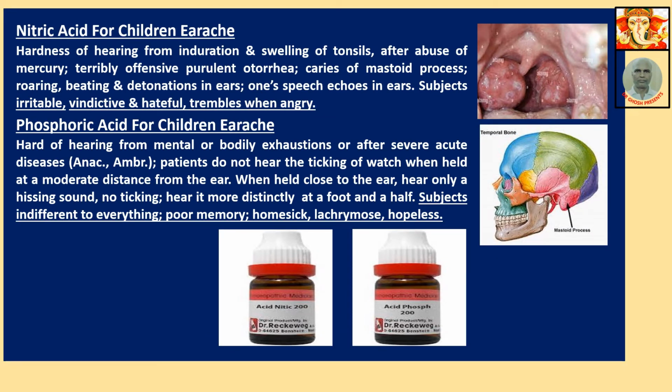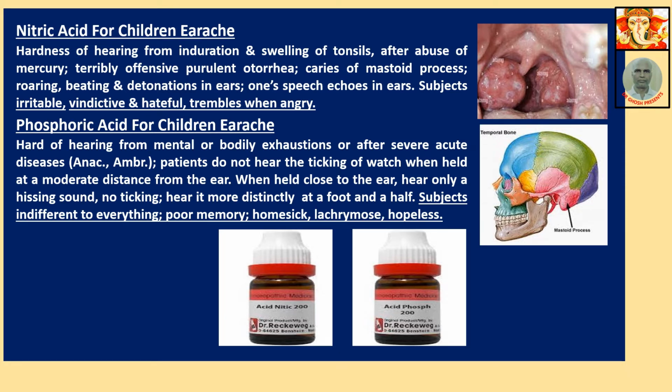Now, remedies. Nitric acid for children's earache. Hardness of hearing from induration and swelling of tonsils. After abuse of mercury. Terribly offensive purulent otorrhea. Caries of the mastoid process. With the middle earache, there is damage of this mastoid process also. Roaring, beating, detonations in the ear. One's speech echoes in the ears. This is autophony. Subject irritable, vindictive, hateful, trembles when angry. The last line is the general symptom of nitric acid, and the first few lines are the particular symptoms of the disease.